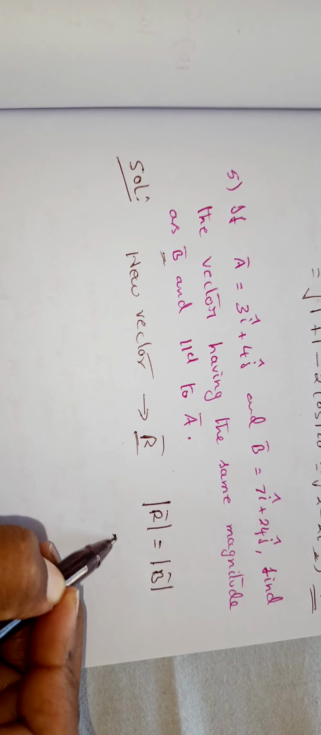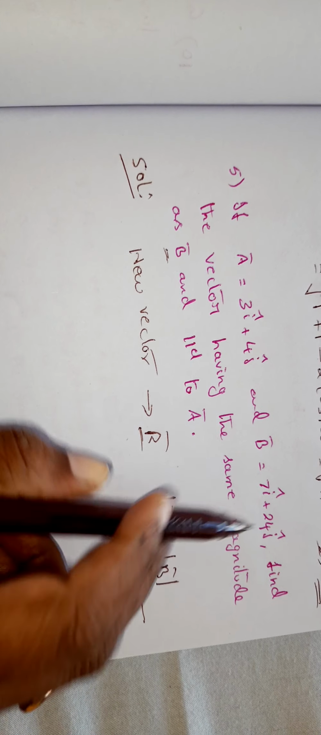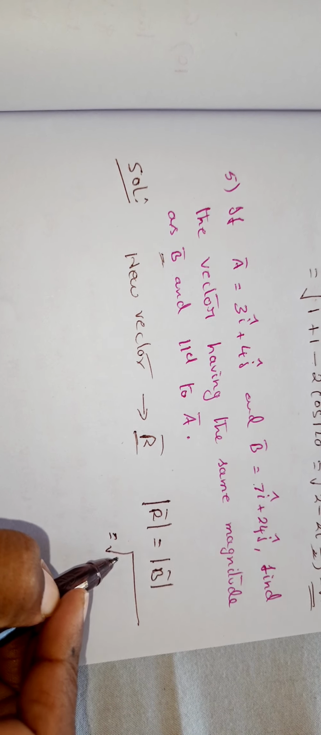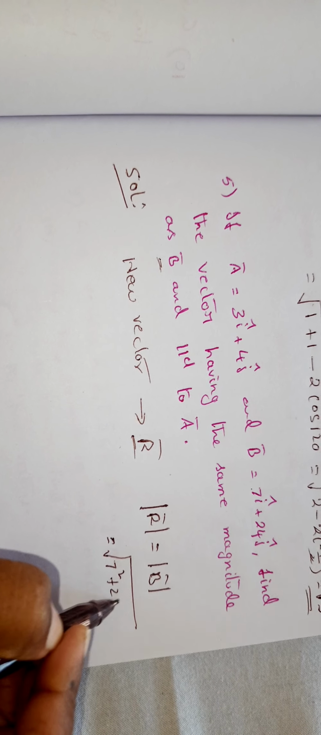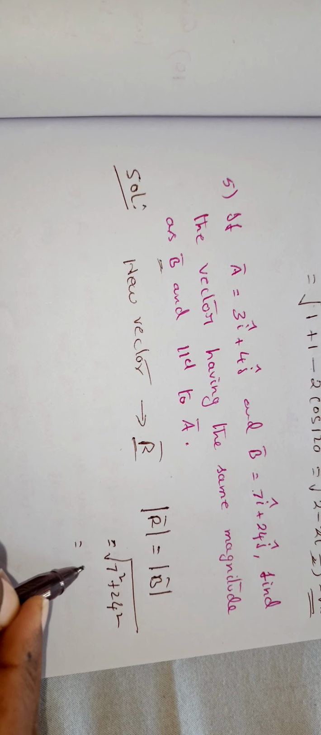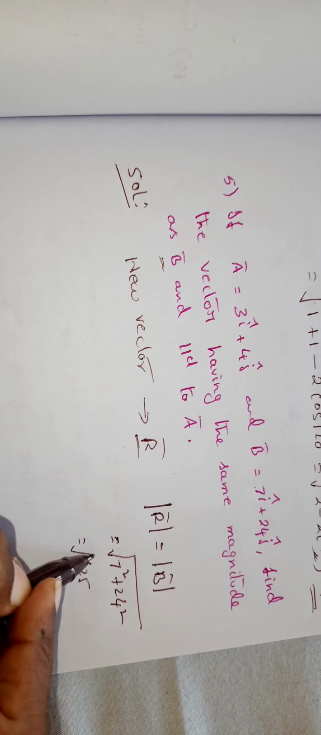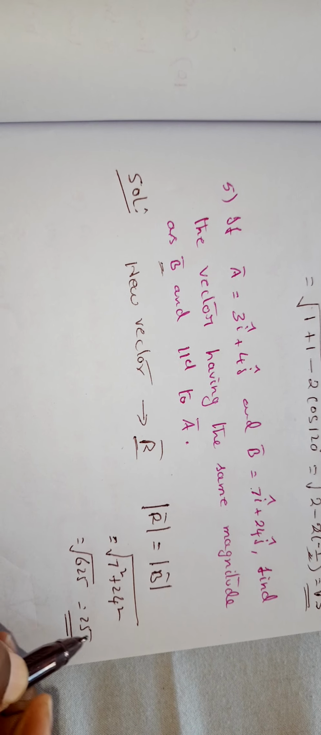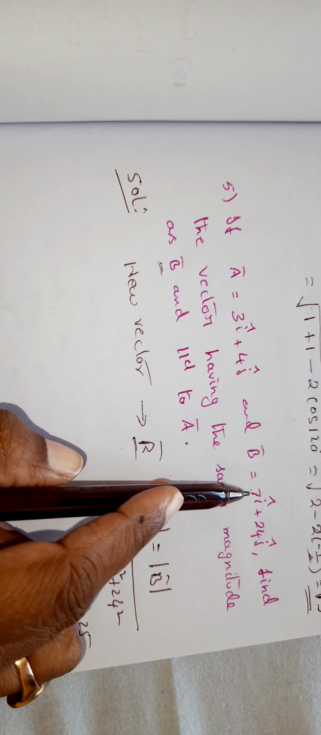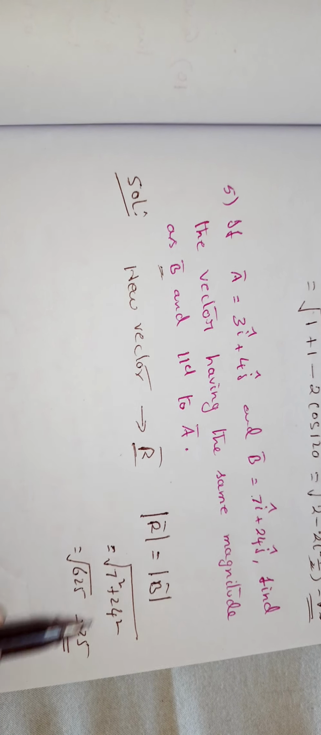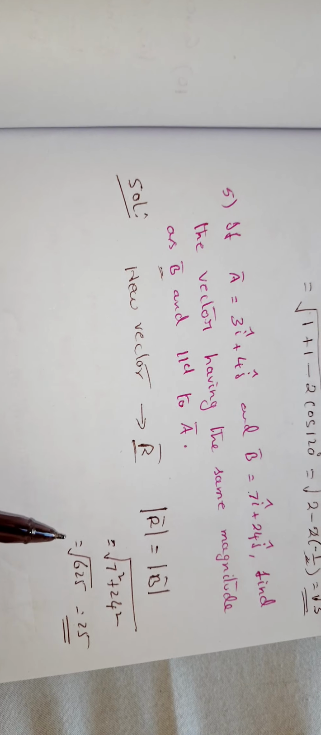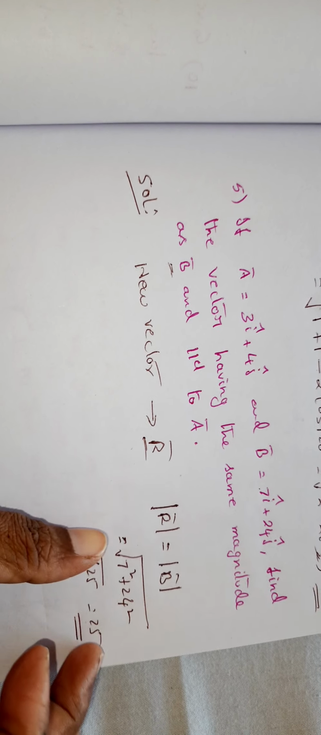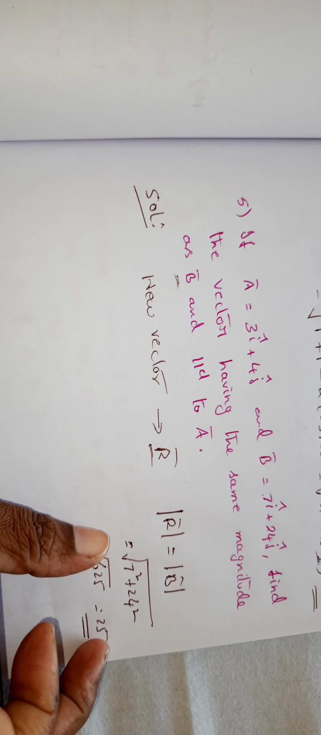So let us find it out. What is the magnitude of B bar? 7 square plus 24 square. So that is 625 under root, which is equal to 25. So it is a Pythagorean pair. 7 and 24, it gives 25. Right, done. Now we know the magnitude of B bar.